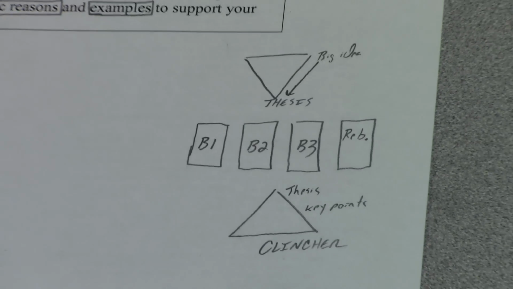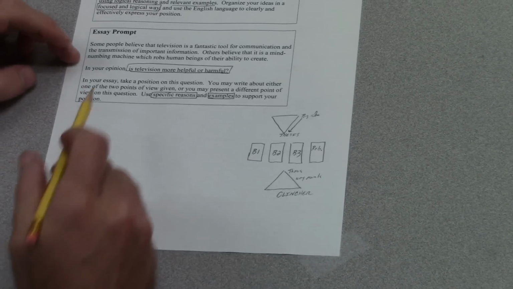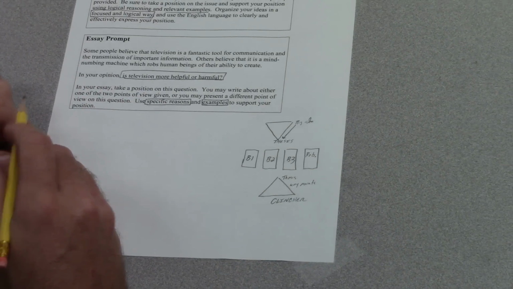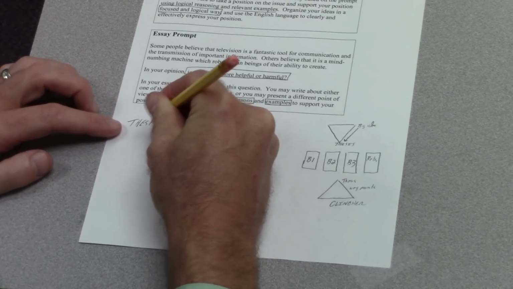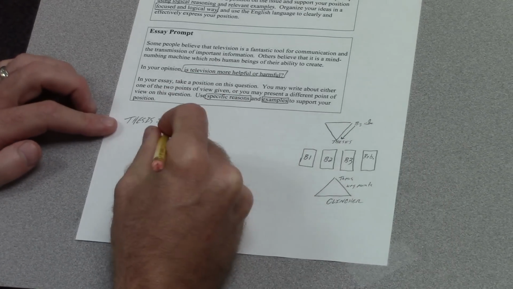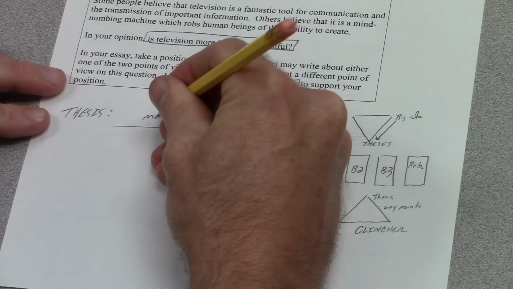I don't want to take more than 2 or 3 minutes to organize my thoughts. So what I'm going to do right here, I'll always do this on the actual essay page right below the prompt. I do a really quick organizer. So in other words, in your opinion, is television more helpful or harmful? The first thing you're going to do really quickly is do your thesis. So I'm just going to quickly jot down my thesis. Now, I don't have to use complete sentences. I'll use complete sentences in my paper. But say my thesis is that it's going to be more harmful.